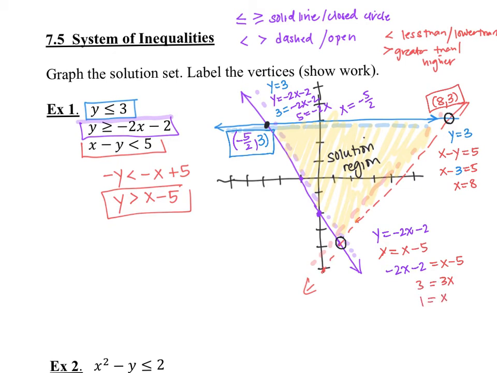I got x equals 1. So y equals negative 2 times 1 minus 2. That's negative 4. So this vertex should be 1 comma negative 4. And that does look reasonable given my graph. Okay, so I've graphed the solution set. I labeled the vertices and I showed my work for how I calculated each of the vertices. And the vertices are consistent with the graph I graphed.